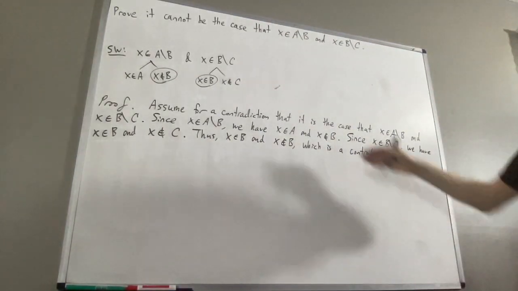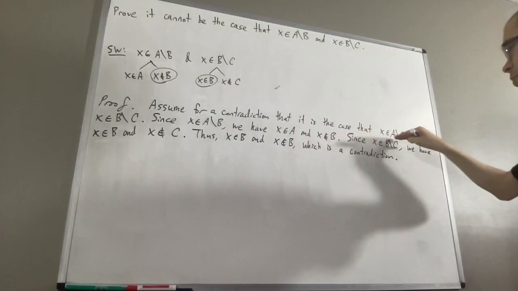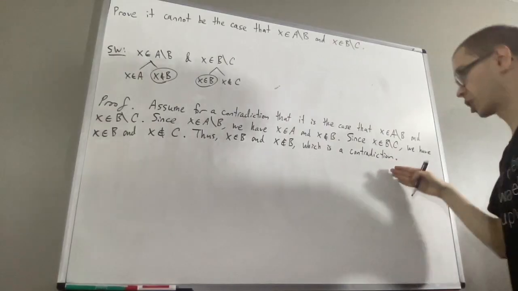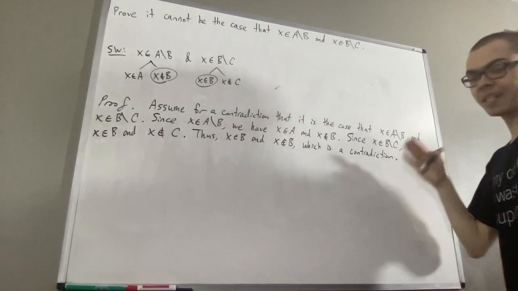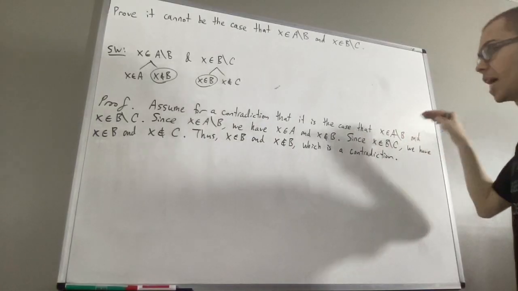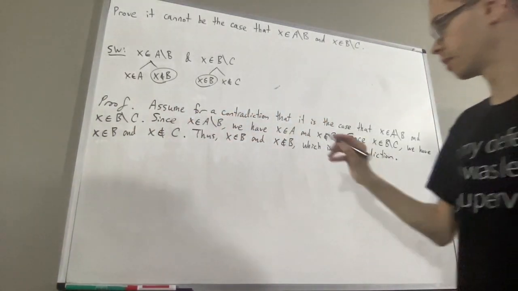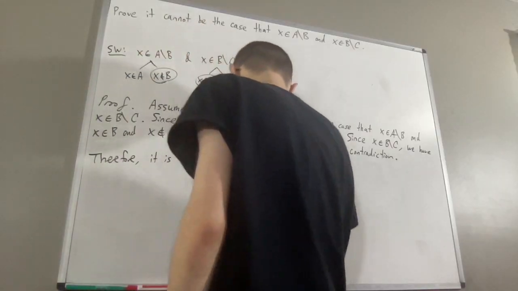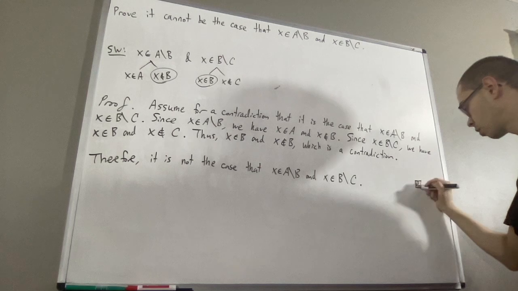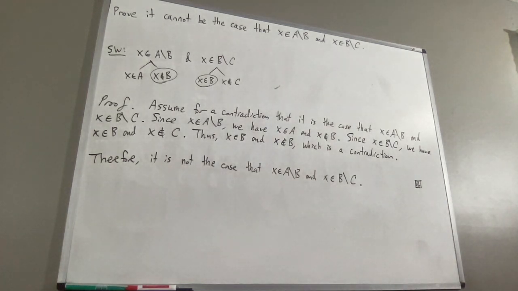Our assumption that it is the case that x is an element of a set minus b and x is an element of b set minus c led us to a contradiction. So we must instead have that it is not the case that x is an element of a set minus b and x is an element of b set minus c. And so this completes the proof. And so yeah, that's pretty much it for this video.